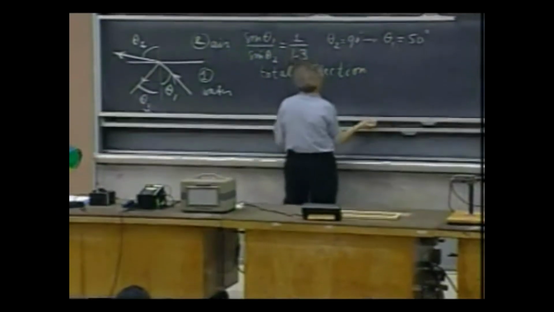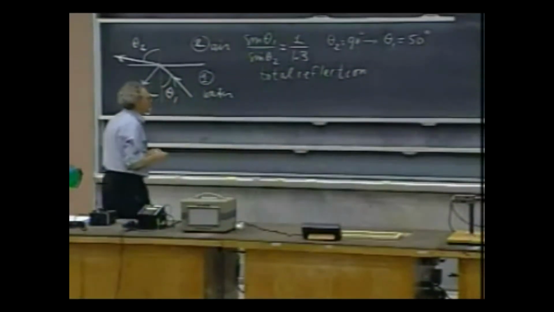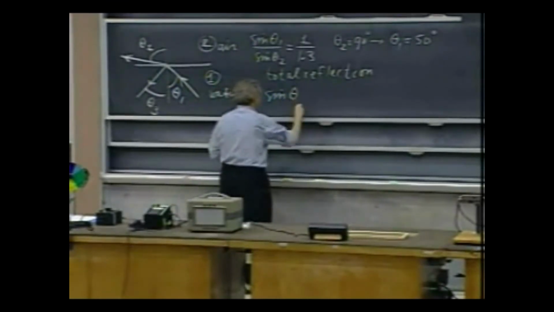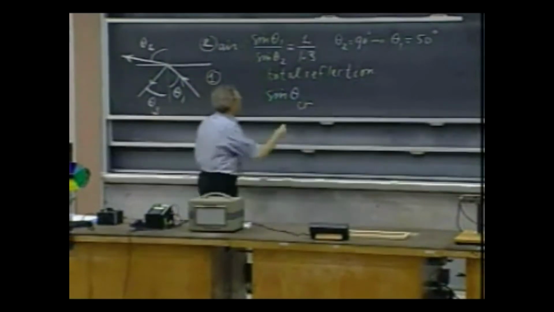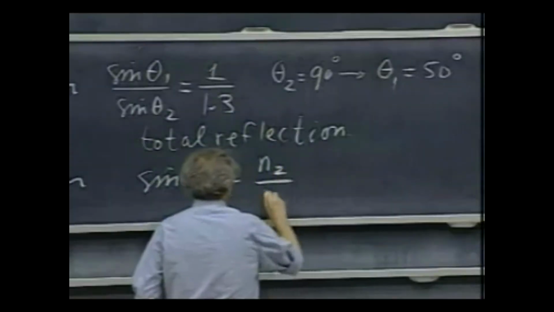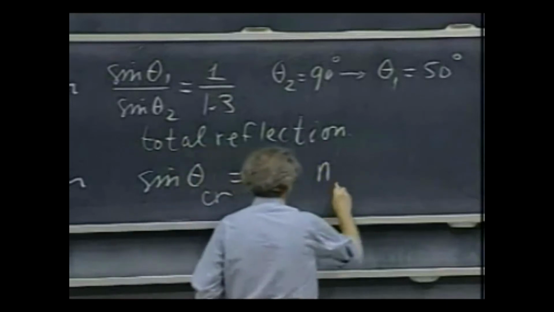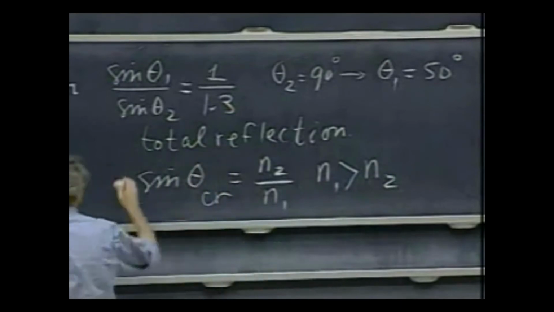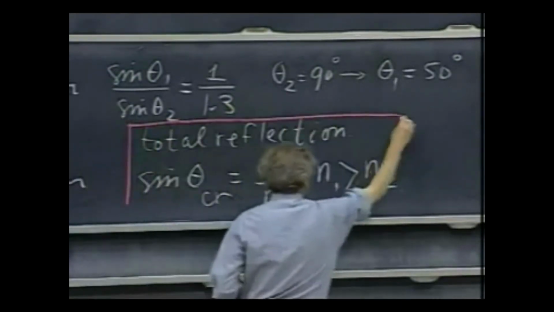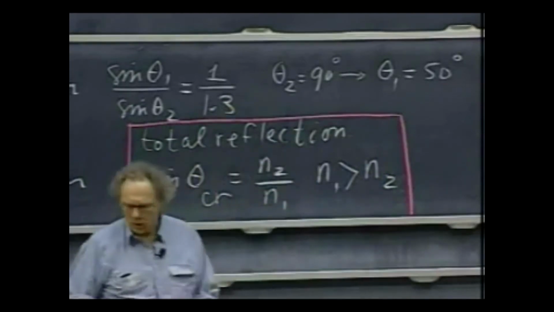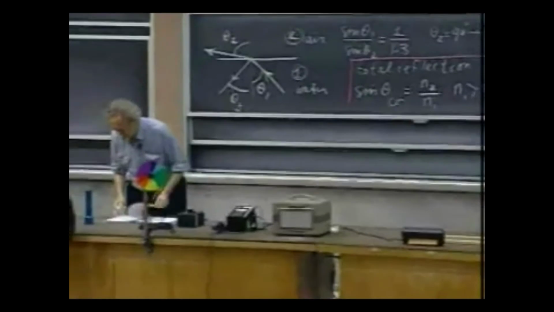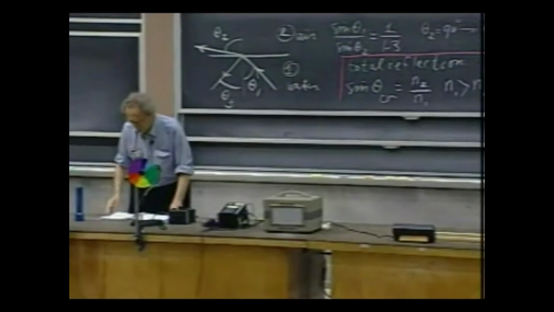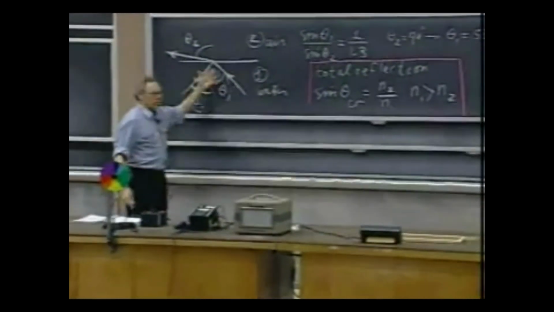So total reflection happens when theta 1 is larger than a certain critical angle, and the sine of that critical angle, for which I write CR, is N2 divided by N1, but there is a condition, and the condition is that N1 must be larger than N2. If that's not the case, then there is not total reflection. And total reflection is actually very interesting. It has practical applications, which I will discuss with you shortly. But I first want to do a demonstration in which I want to show this to you.